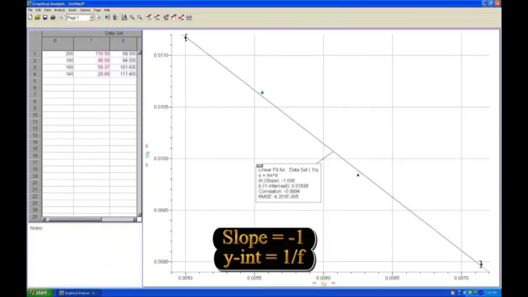A plot of 1 over q versus 1 over p should again be a straight line with a slope of -1 and a y-intercept equal to the inverse of the focal length of the mirror.